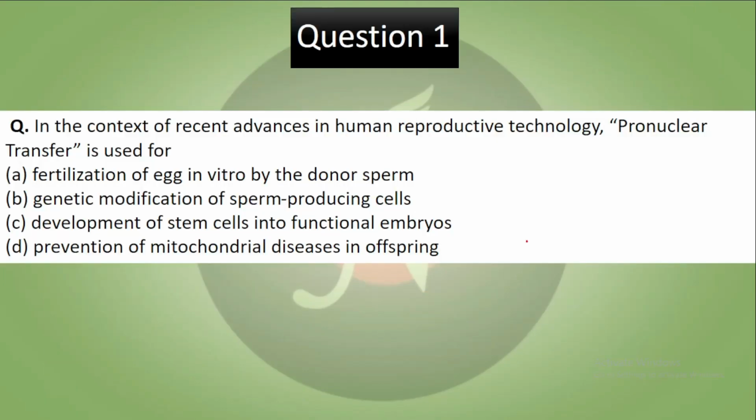So let's start. In the context of recent advances, the human reproductive technology pronuclear transfer is used for fertilization of egg in vitro by the donor sperm, genetic modification of sperm producing cells, development of stem cells into the functional embryos, prevention of mitochondrial diseases in the offspring. Pause the video, try to answer. Now let's see the answer. So the correct answer to this is D.